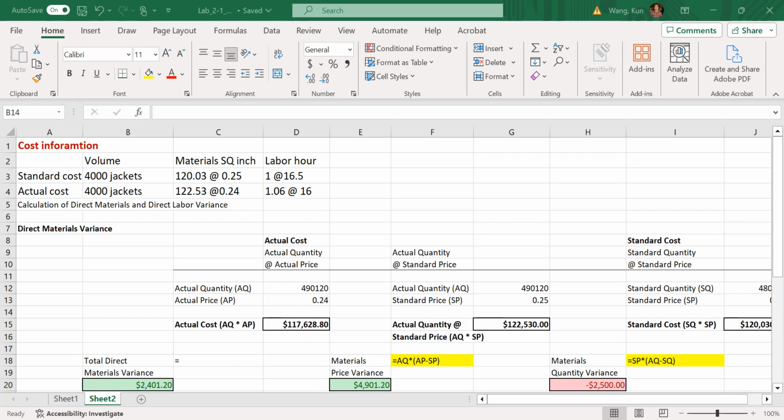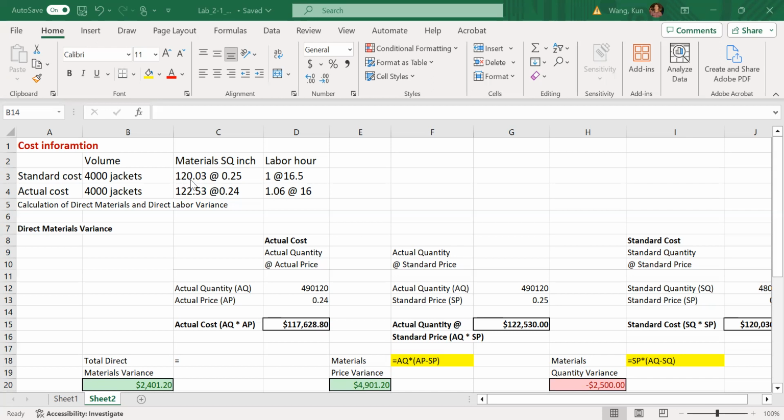So if you look at the book, they have the background information for the data we are going to use in the analysis. The standard cost and actual cost, because we use flexible budgets, you are using the actual volume of production for both the total standard cost and actual cost. Then the standard costing is given per unit of the material and labor. So for example, the material, because this is a jacket, the measurement of material is square inch.